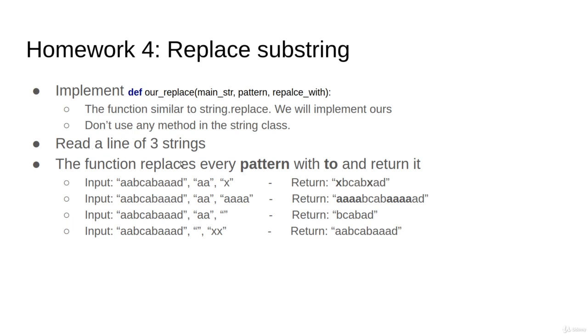You will read 3 lines corresponding to these 3 strings. Let's say that the input was this big string and AA and X. Then find every AA and replace it with X. Here is one AA, replace it with X, and here is another AA, replace it with X. Okay, so this A will remain here. Or AA and replace it with 4 A's, then same. This will be 4 A's and this will be 4 A's.